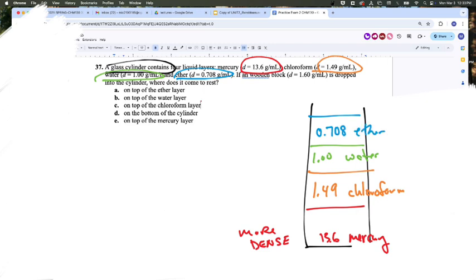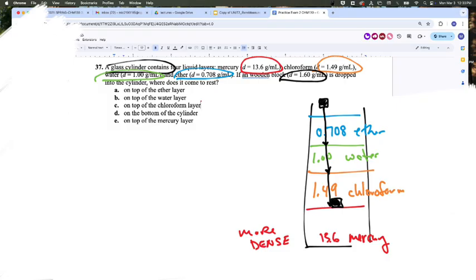The wooden block is now dropped into this, a density of 1.6. That density of 1.6 sees that 0.7 and does what? Passes straight through it. It then sees the 1. What does it do? Okay, passes straight through it. It then sees the 1.49. Also going to pass straight through. It sees the 13.6. Not going to pass through that. There's my wood block.